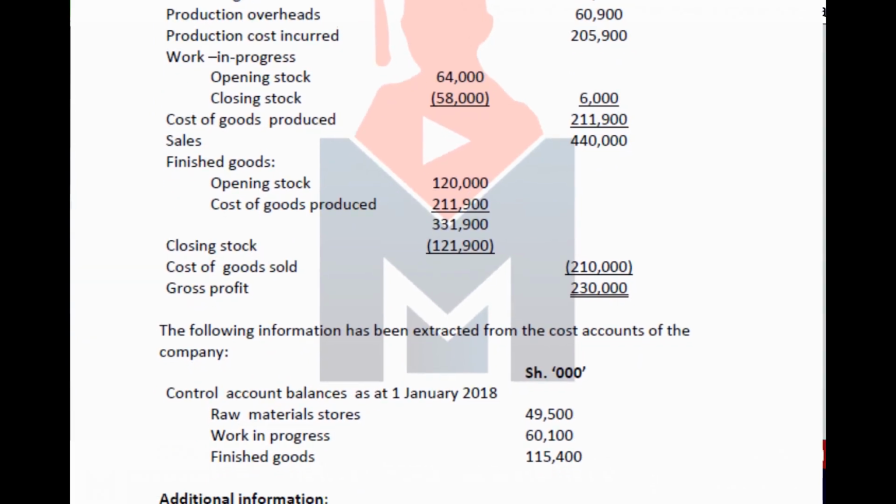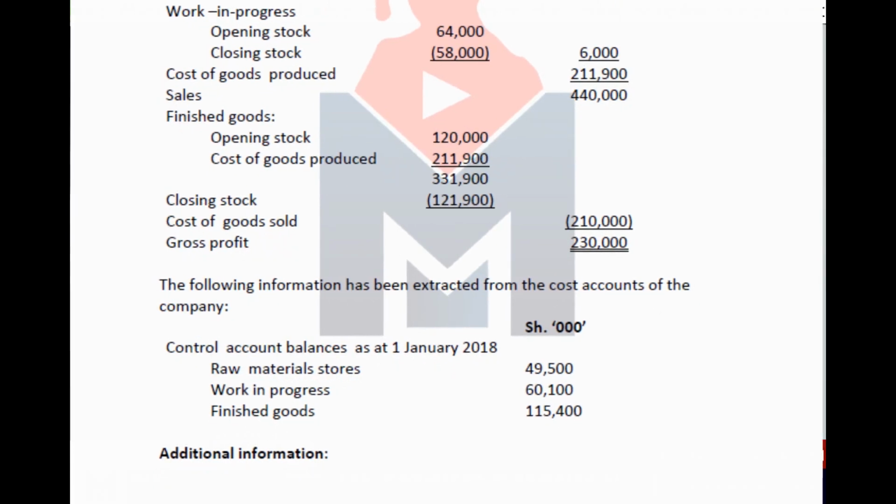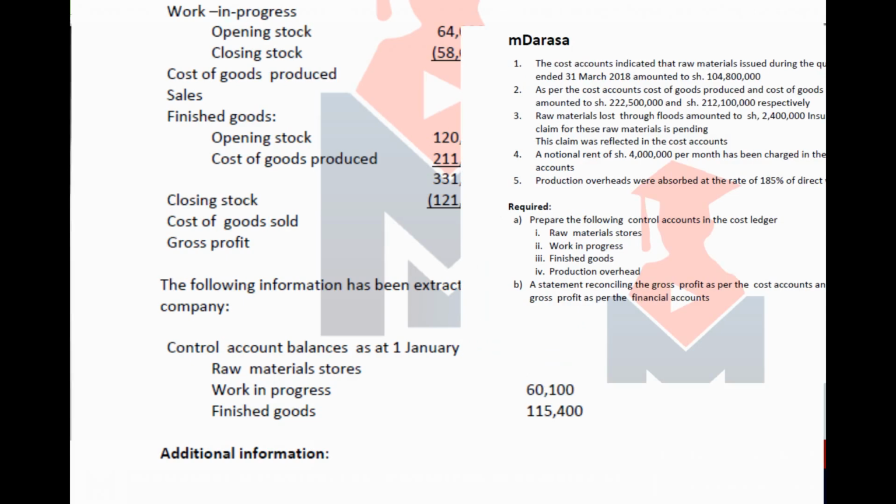We are told that the following information has been extracted from the cost accounts of the company. Control account balances as at 1st January 2018. Raw materials I'm given at that point to be 49,500. Work in progress I'm given to be 6,100. Finished goods I'm also given to be 115,400.